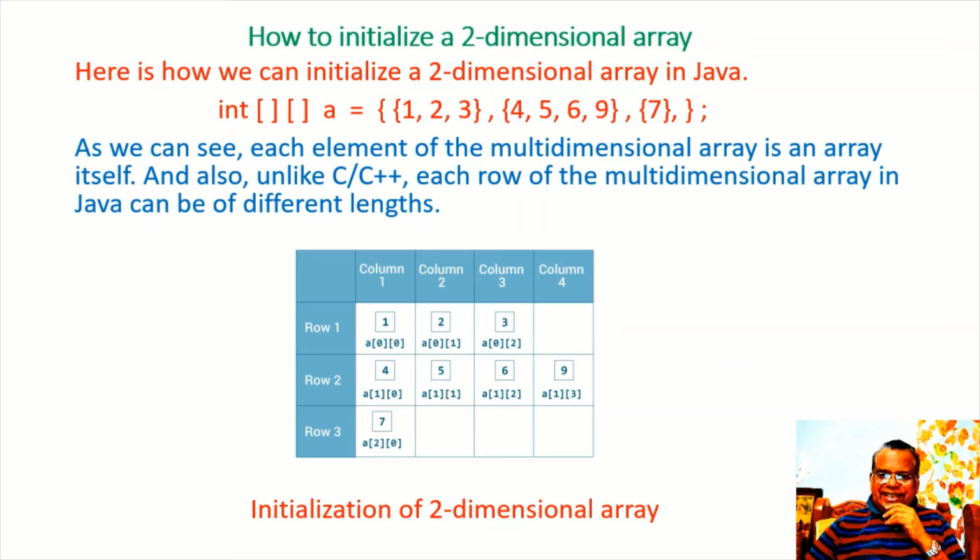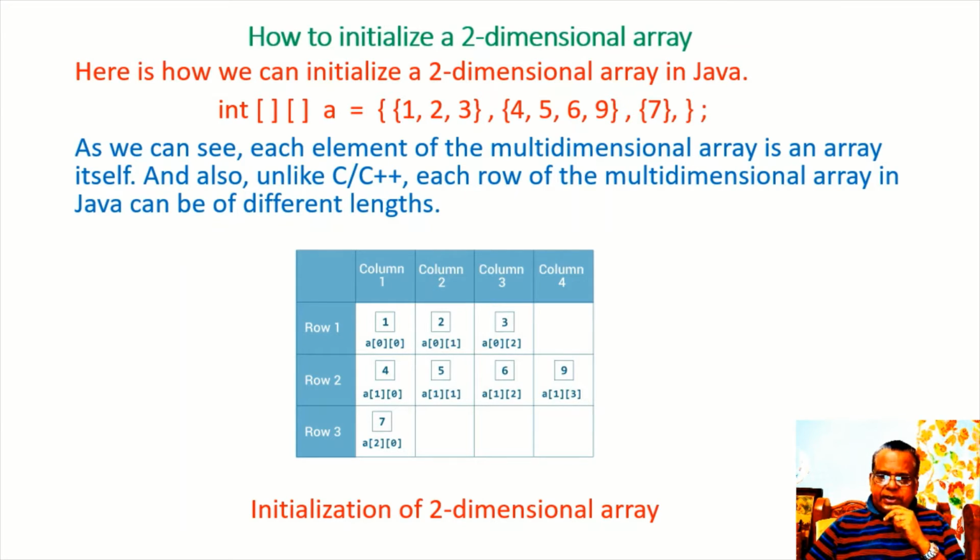How to initialize a two-dimensional array? Now let us see how we can initialize a two-dimensional array. Look, here is how we can initialize a two-dimensional array in Java. int, a pair of square brackets followed by another pair of square brackets. Then A is the name of the array. The two-dimensional array's name is A is equal to.